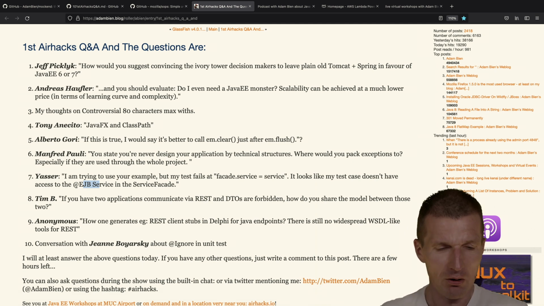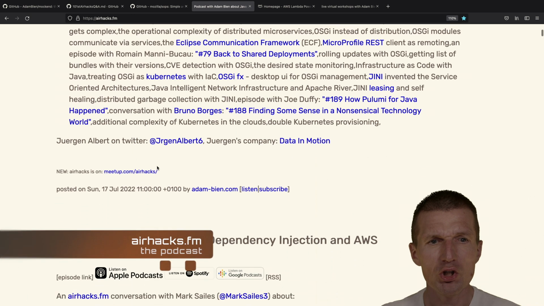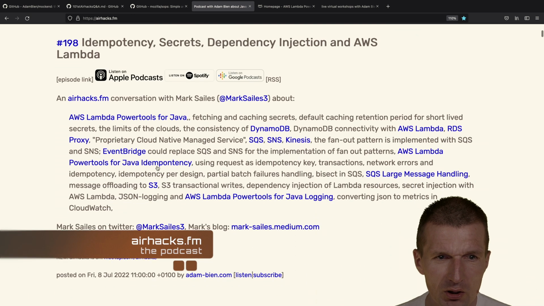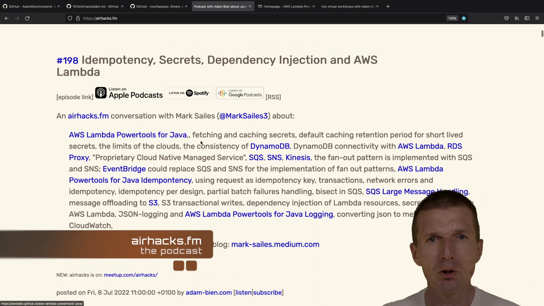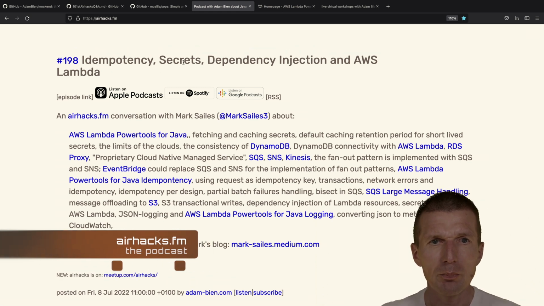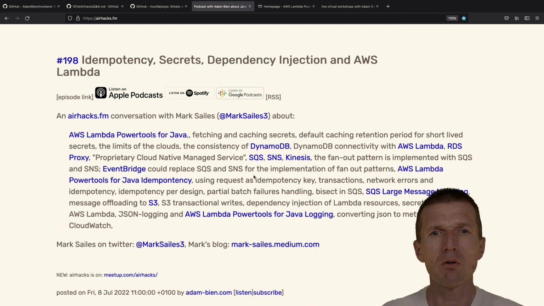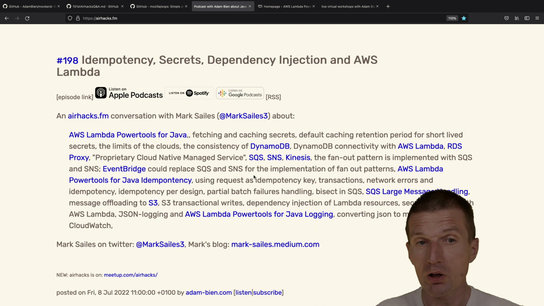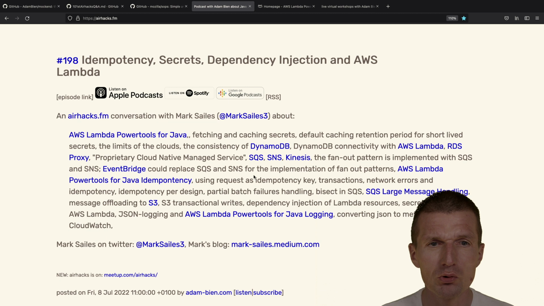Okay, now to the very first topic, and there is maybe this one. Which podcasts were released in the last few weeks? On the 8th of July, there was a podcast about idempotency, sequence and AWS, and this podcast is relevant to one of the questions about storing secrets on AWS. So I will at least mention a tool, AWS Lambda Powertools for Java, which I already opened.